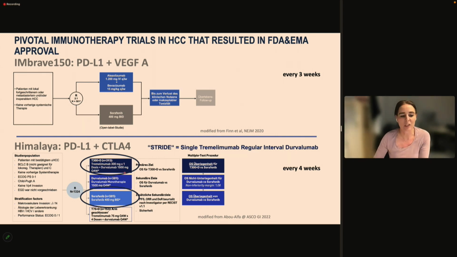And our first focus will actually be on the ones that I circled. The first one being the maximum therapy arm in this trial, which was tremelimumab and durvalumab. And again, as a control, sorafenib was used. So if you've ever heard the term STRIDE, this regimen is also called STRIDE. And the reason why it's called STRIDE is actually that this is the abbreviation of single tremelimumab, regular interval durvalumab, and it's a regimen that's given every 4 weeks, so it's quite agreeable to the patient.